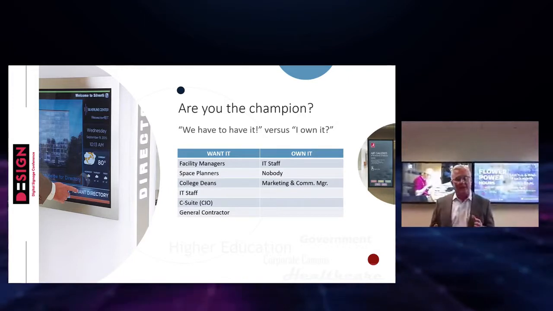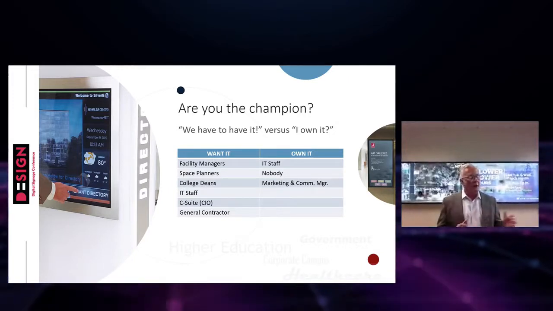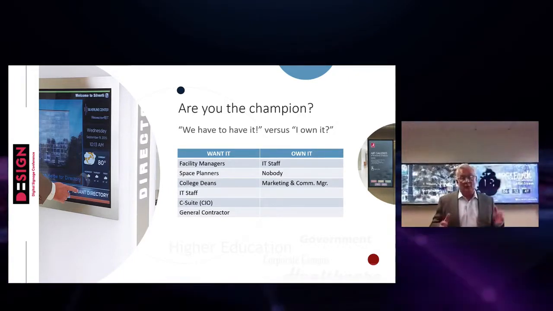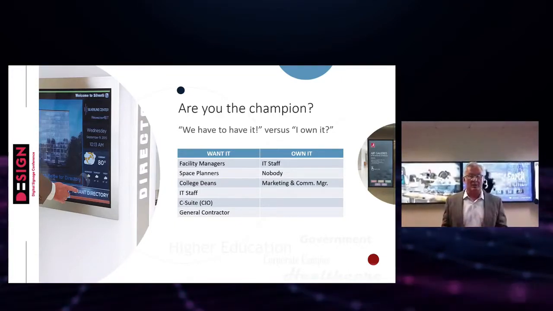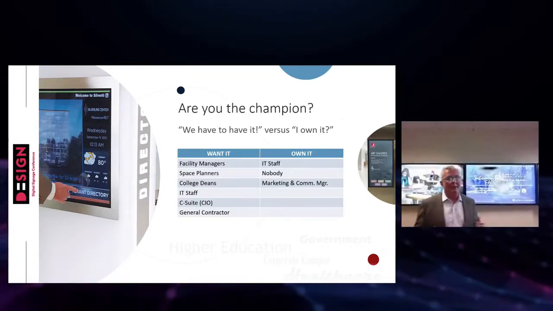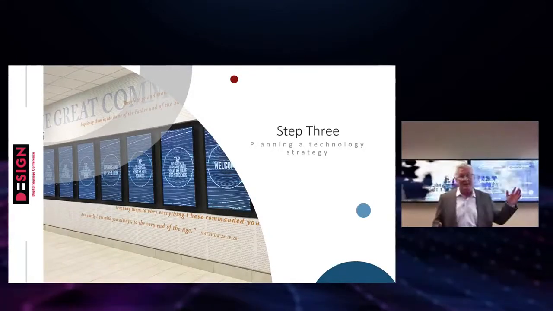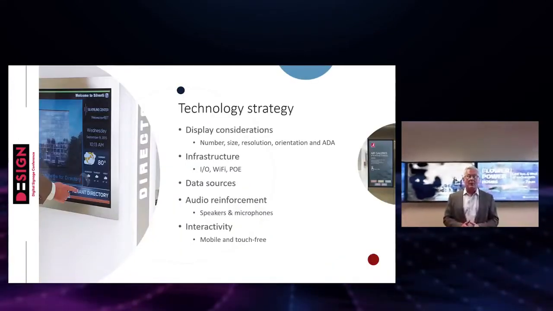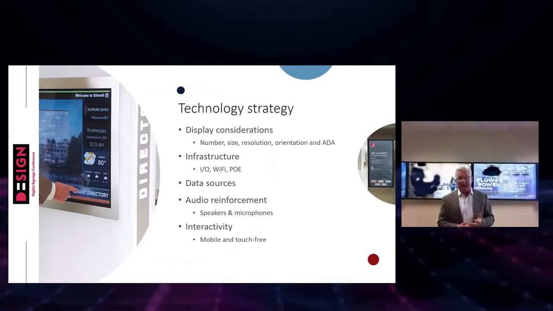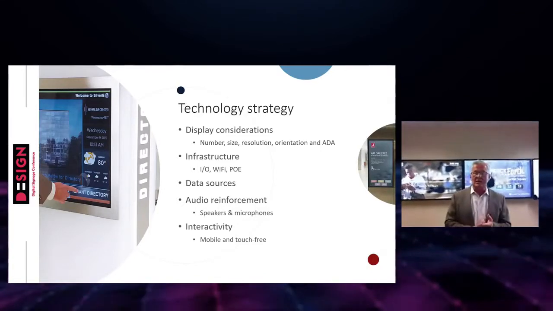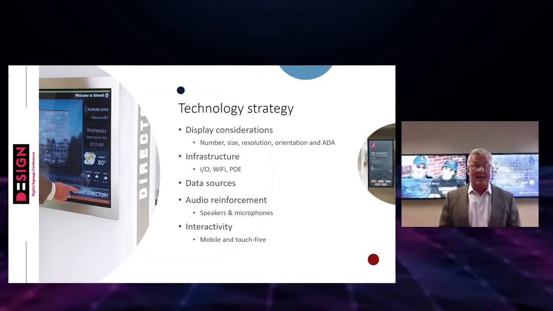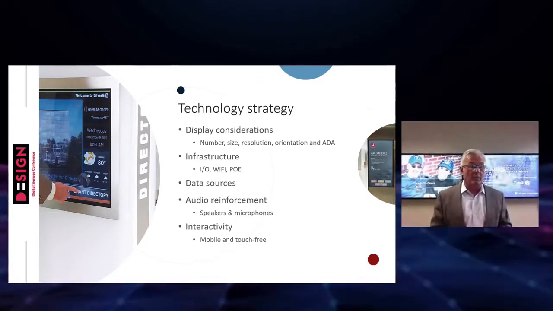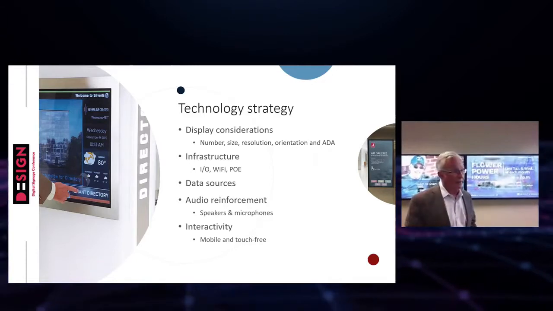Right, so next stage. Now we've identified who wants it, we've identified what their problem is and what they're trying to solve. So now we have to plan the technology strategy that we're going to employ. When we look at the technology that you see behind me, on the surface, it's very straightforward stuff. AV integrators, IT VARs, architects, consultants, you guys have been deploying this stuff for more than a decade, right? But there are other things that you have to consider.